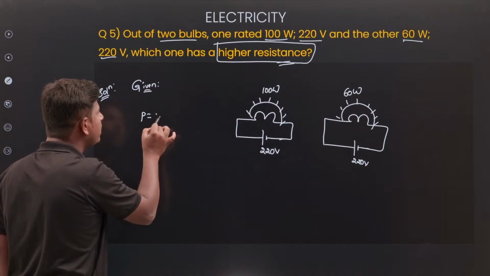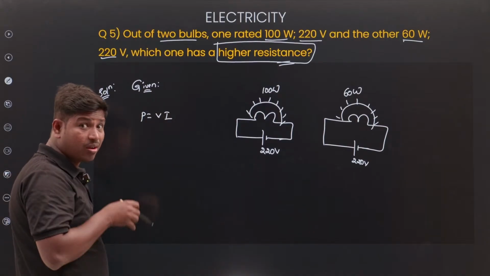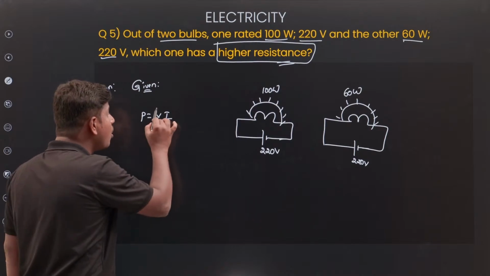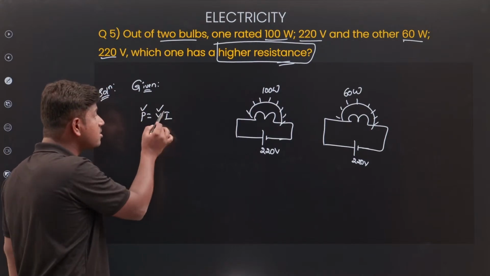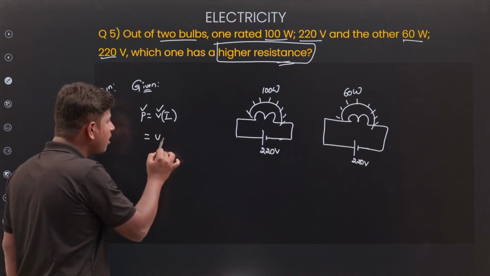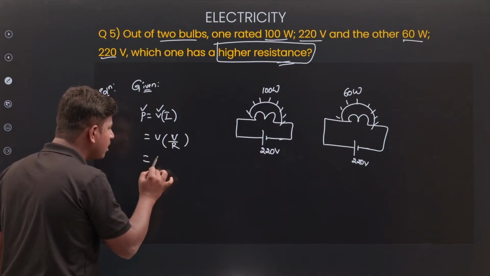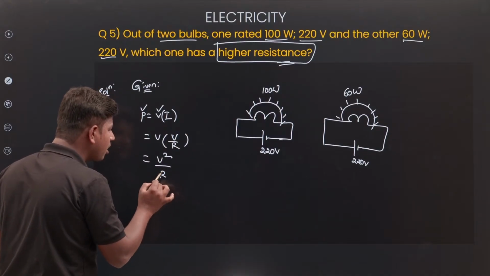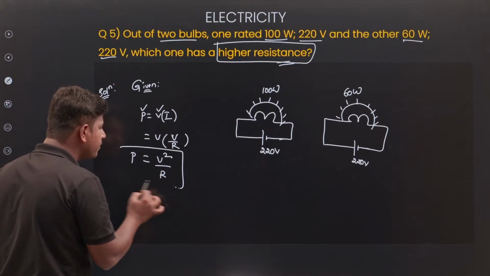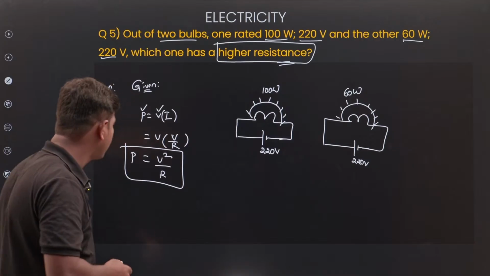P is equal to VI. This is the formula, right? We require it in terms of voltage, power and resistance. So here there is no resistance. Substitute the value of current from Ohm's law, V by R. Then V square by R. Power P is equal to V square by R.